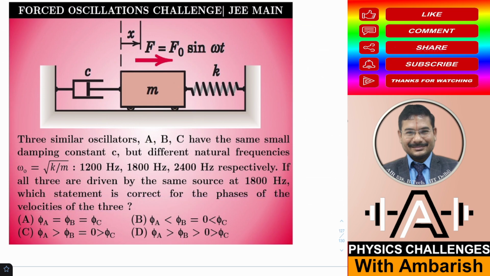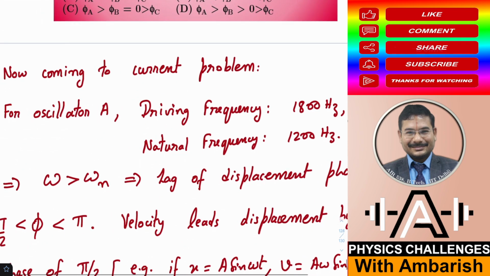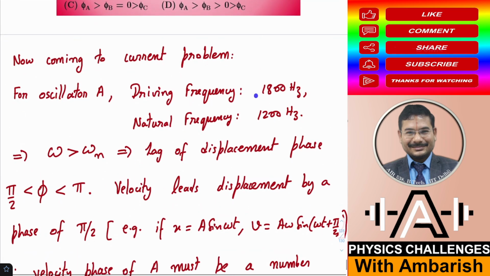So now you see the driver frequency is 1800 Hz, while for the first one, the natural frequency is 1200 Hz. That means what? For oscillator A, the driving frequency is more than the natural frequency, right? So when the driver frequency is more than the natural frequency, what happens? See, for oscillator A, driver frequency 1800 Hz, natural frequency 1200 Hz. So omega is greater than the natural frequency.